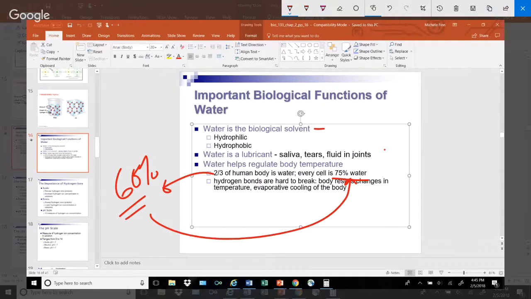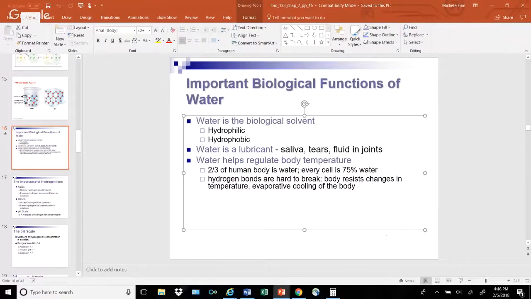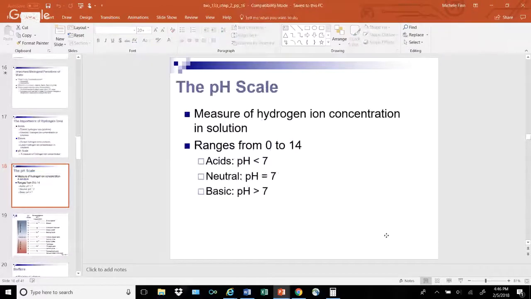Biological solvent. Water is a lubricant. Water helps us maintain temperature, and obviously water is a big chunk of our cells in terms of that. Now, we also spent some time with pH, and we made some clinical connections with pH.